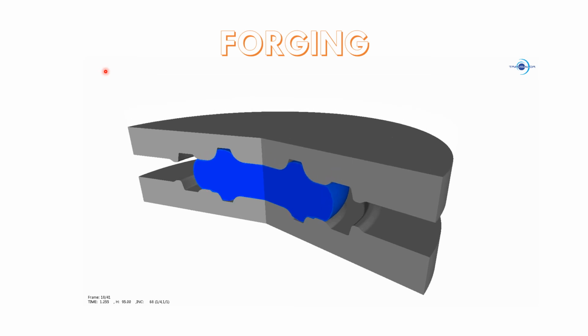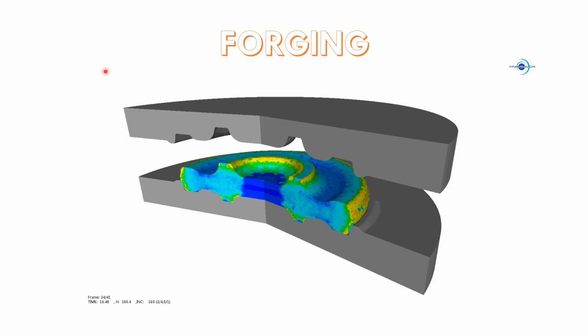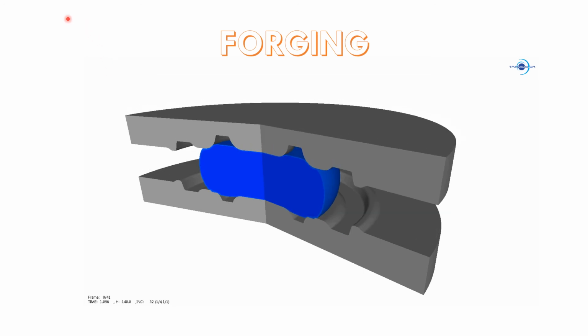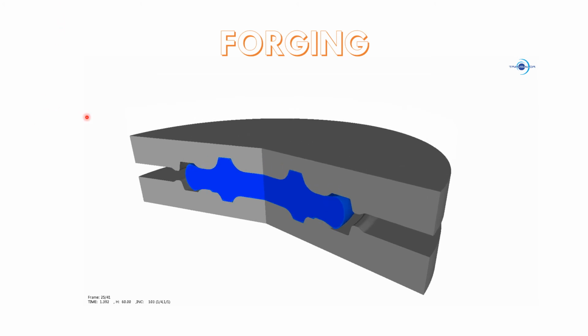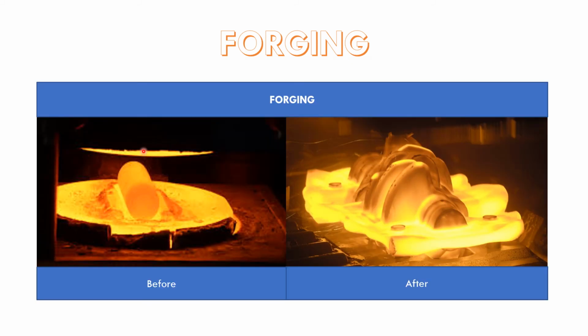So in here, the work material will be placed into the die, and then it will be compressed like the one that we see inside the animation here. So the final product will follow the shape of the die. So here is the example of how the forging product will look like.